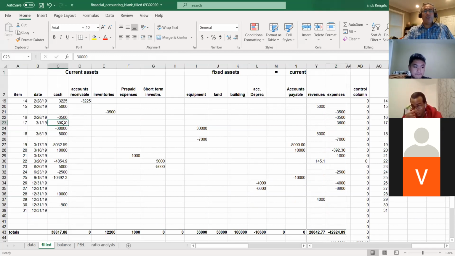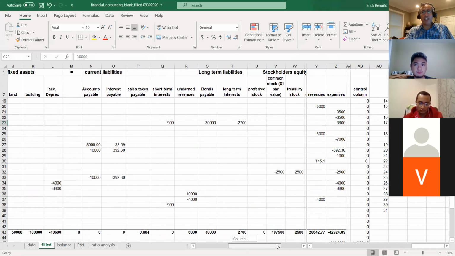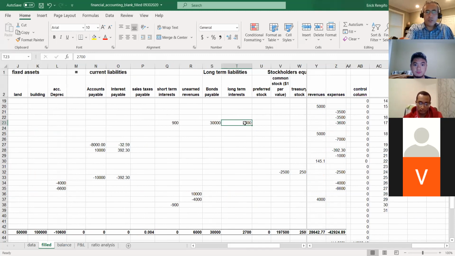I have this, which can be done directly, so you don't need to do that, but I did it just to explain. My bond: I received my 30,000 cash, and then I need to record this as bonds payable. This is a long-term liability. I also need to record my short-term interest, 900. Since this is going to be paid in a year, the expense of 900 is okay. Make sense?